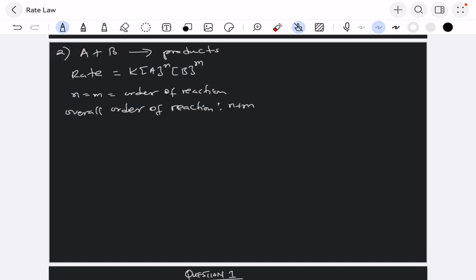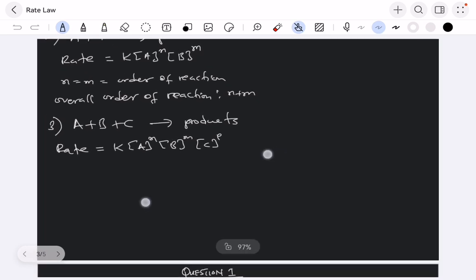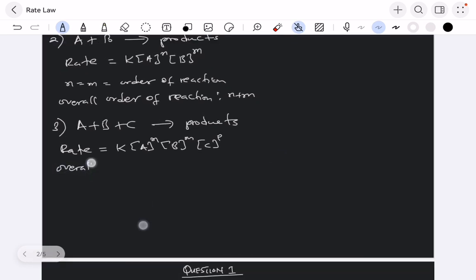This is a second scenario. A third scenario is where we have A plus B plus C giving us the product. So in this case, the rate law can be expressed as K[A]^n[B]^m[C]^p. Meaning, to find the overall order of reaction, we'll add n plus m plus p.